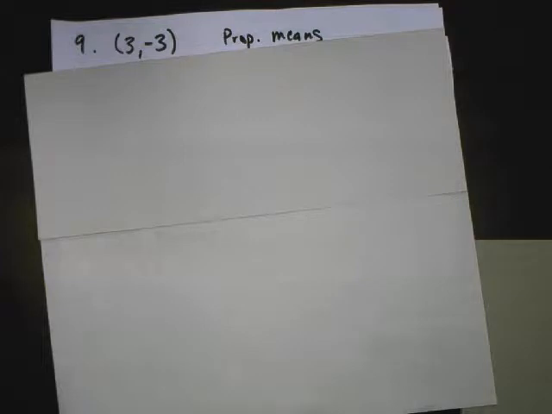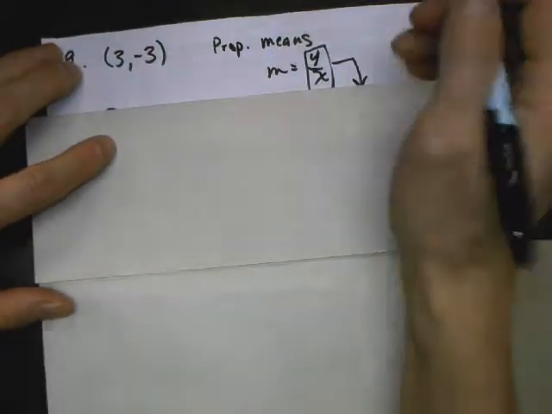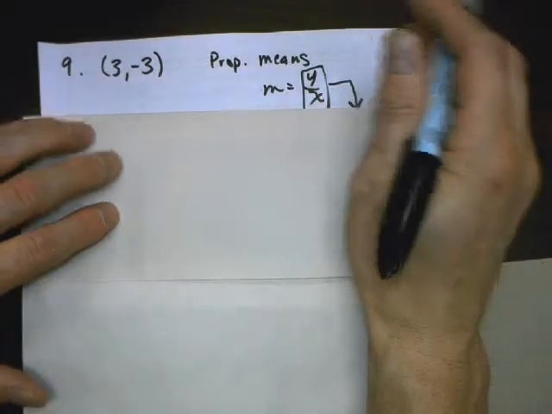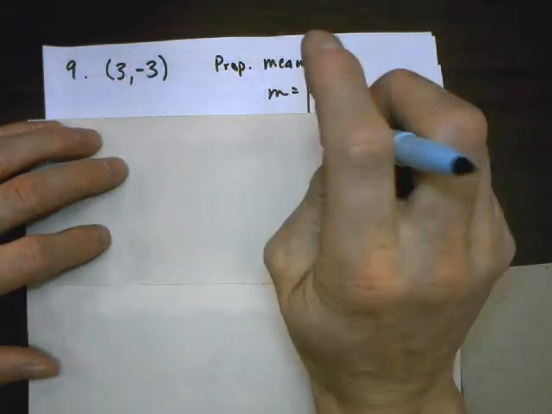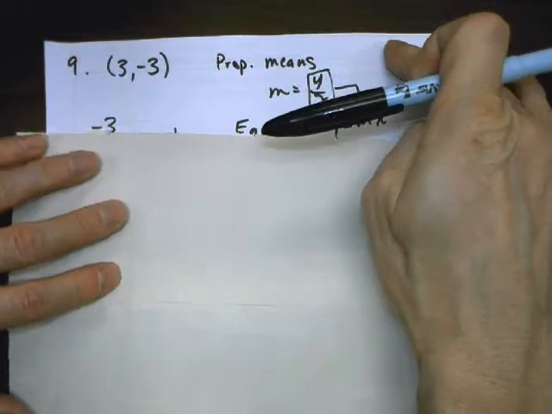Number 9 says a line goes through the origin. That means it's proportional. This is also called direct variation. One point is 3, negative 3. Which equation could represent the line? Well, proportional equations mean we can take a shortcut to get the slope. Normally we'd use 2 points, right? But if it's proportional, we can use 1 point. I just put y over x and I have the slope.